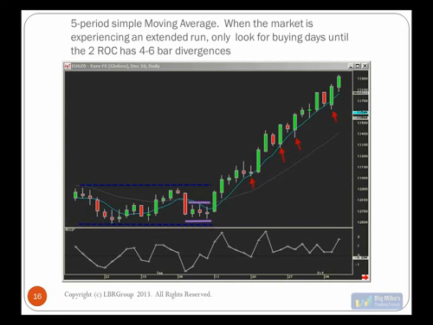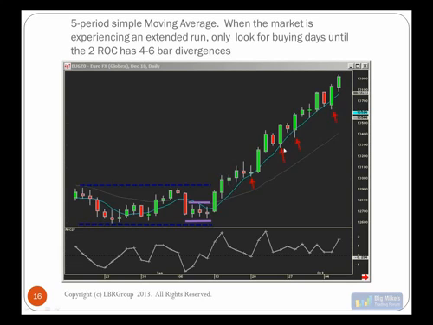But when it's right, the wins are so much bigger than the losers, and so that's where it's really important. When we enter this environment, this extended run environment, which happens in every market about 9 to 10 times a year, okay, when we enter this environment, I use this 5-period SMA as my support line, all right? And you can see the little dips back below this provide support or buying opportunities.